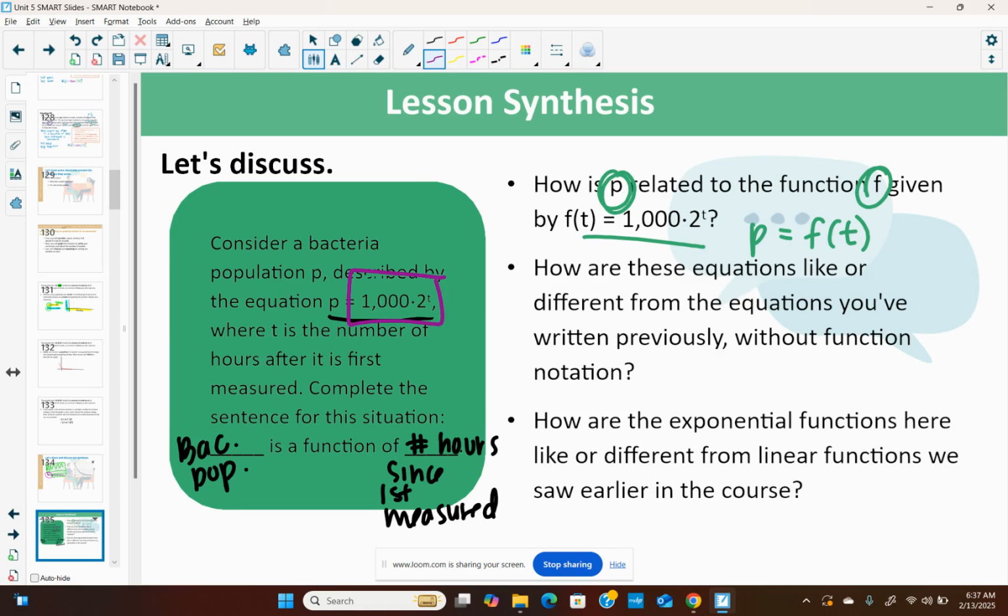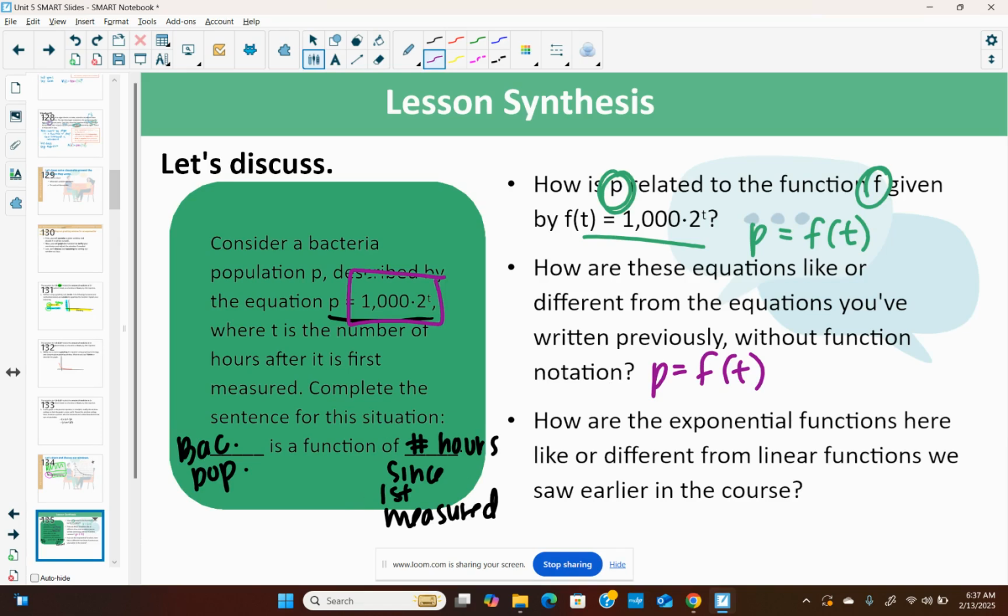So how are these equations alike or different from what you've written previously without function notation? So they express the relationships in the same way, but both equations can be used to produce a table or a graph or answer questions about the bacteria population. So the notation P equals F of T just makes it explicit that P depends on T.